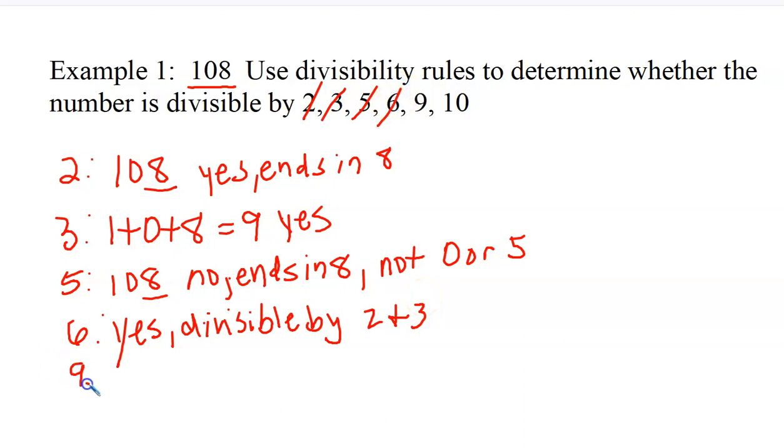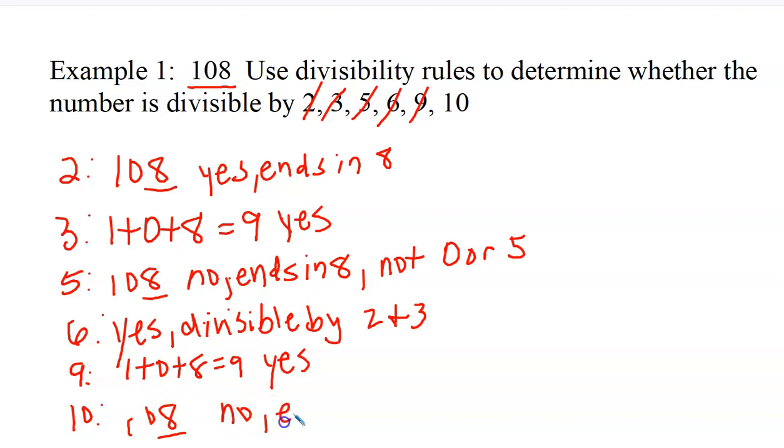Now I'm on to 9. Remember 9, I'm also going to add the sum of the digits. 1 plus 0 plus 8 equals 9. So I can say yes. And the last one is 10 and 108. I underline the 8 and I'm going to say no. Ends in 8, not 0.